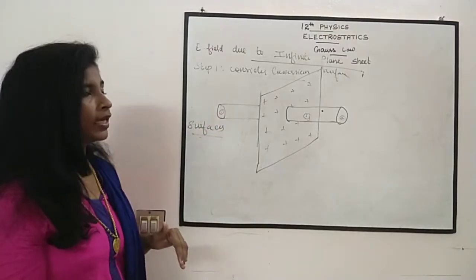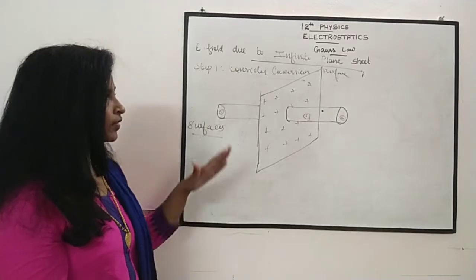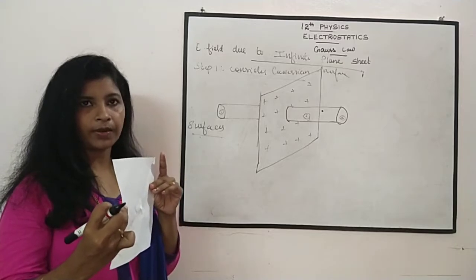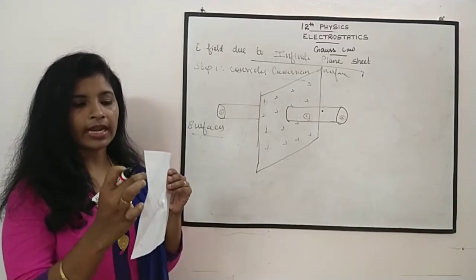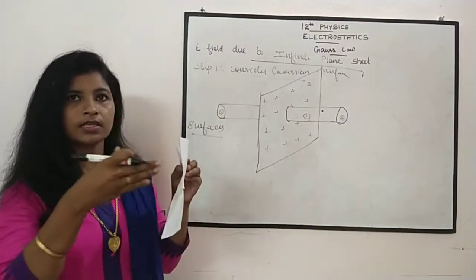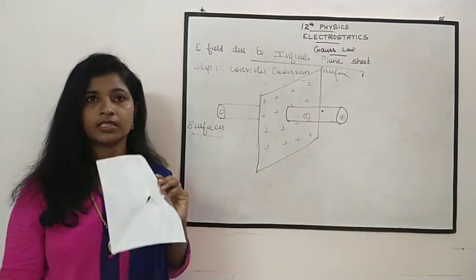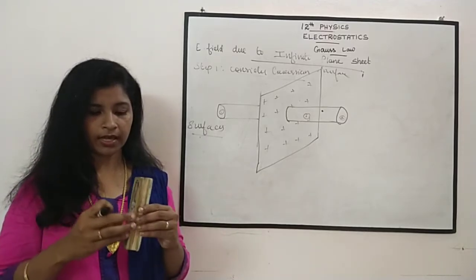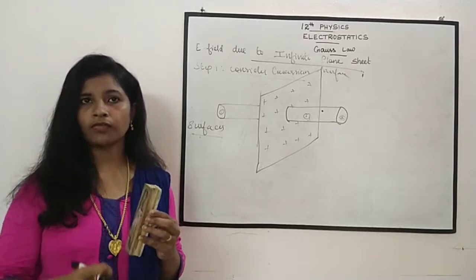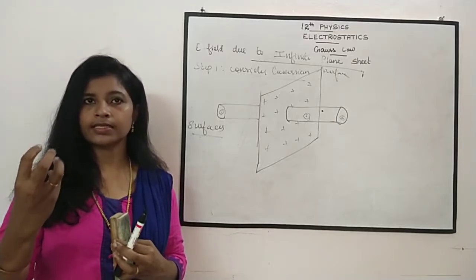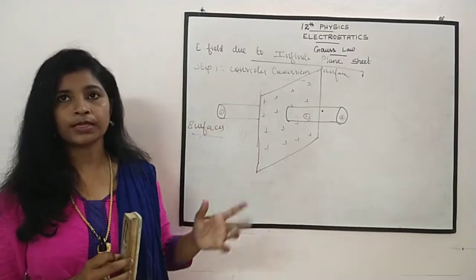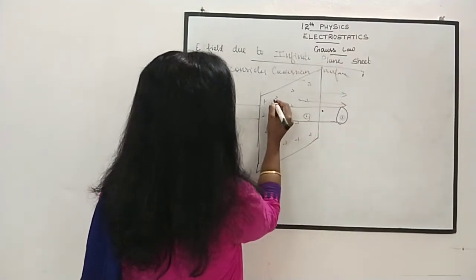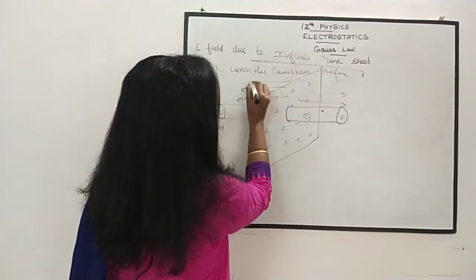So let us take the electric field. What will be the electric field? Consider the sheet like this. The electric field will go like this, like this. This is the shape of the electric field in the case of a sheet. The electric field for a sheet is like the bristles of a toothbrush, like this. So this is your electric field direction. This is the direction of the electric field.